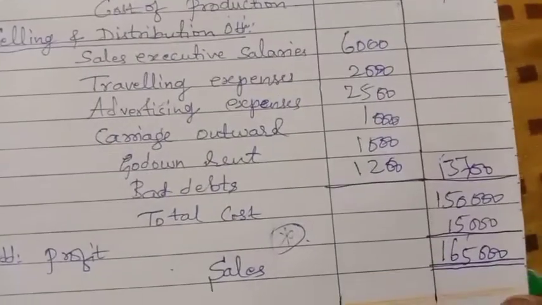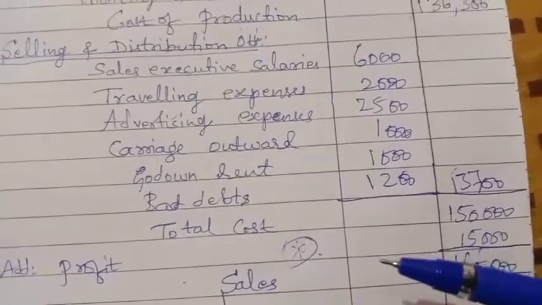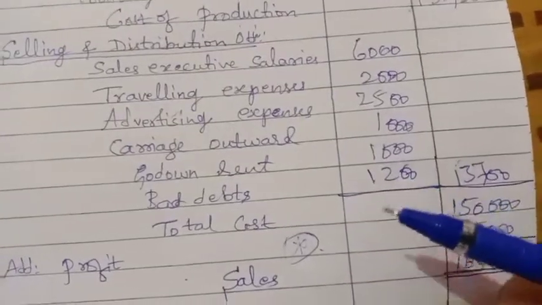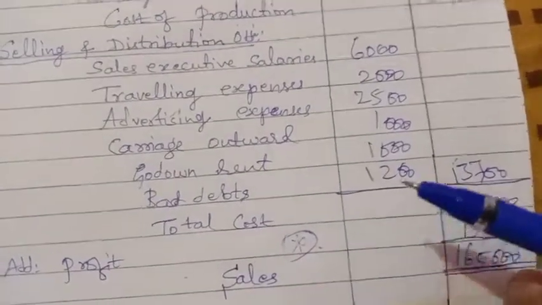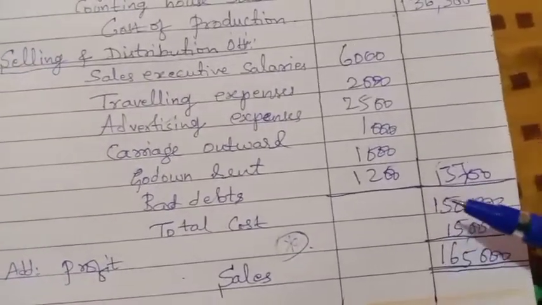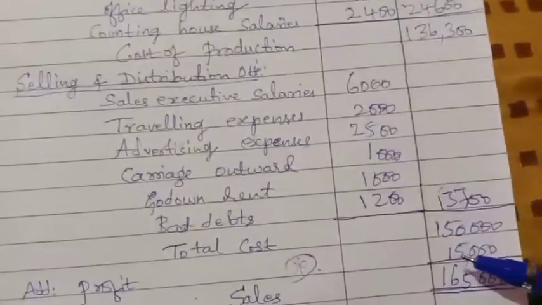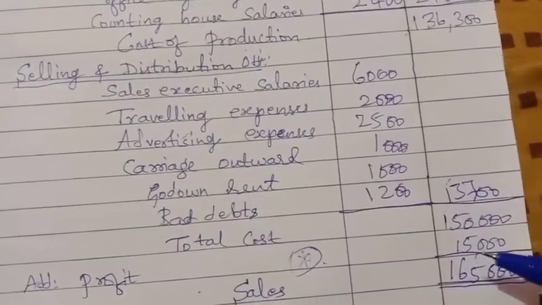With the total cost, if profit information is given, we add the profit. If profit information is not given, then they will give the information about sales. Sales is given, so we just take the difference between sales and the total cost. That amount should be taken as the profit.